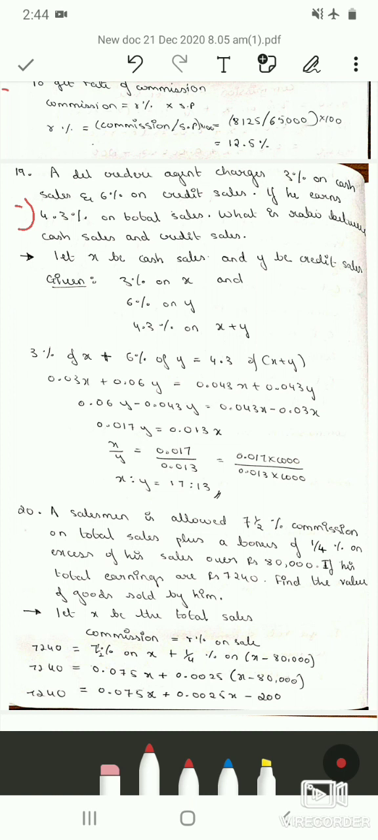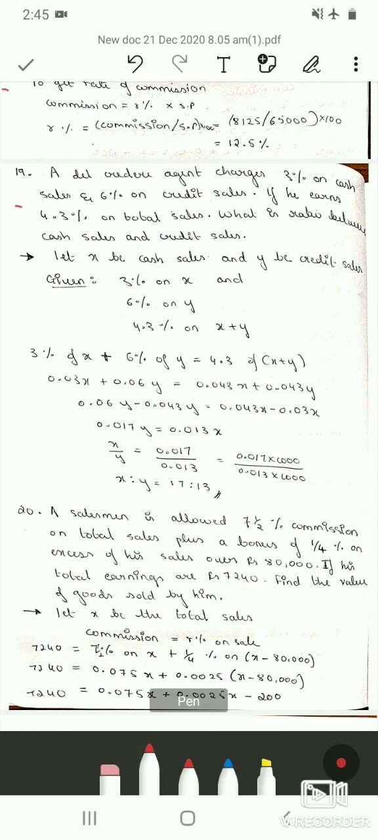So first let us consider x to be cash sales and y to be credit sales. Therefore, the agent charges 3% on cash sales, that is 3% on x, and 6% on credit sales, that is 6% on y. And he earns a total of 4.3% on total sales, that is, total sales is nothing but cash sales plus credit sales. So 4.3% on x plus y. So he earns 4.3% on x plus y.